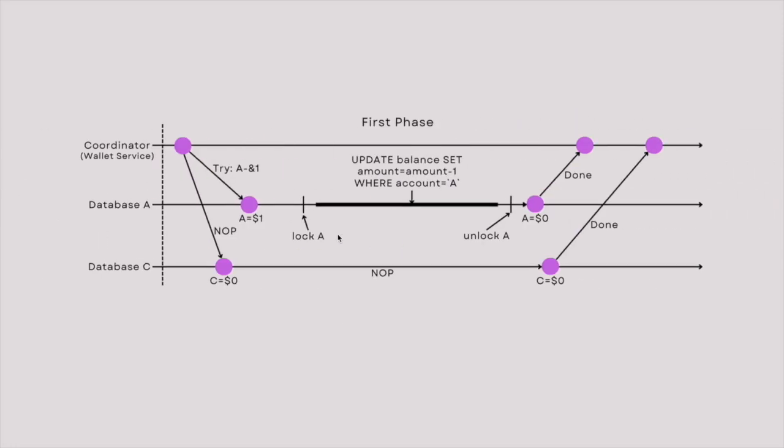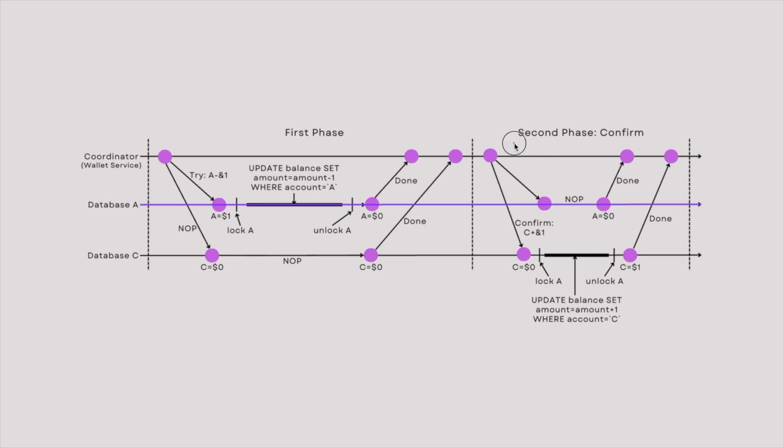As you can see here, on the first phase we only lock one database, A, to subtract the balance. Database C in this case does nothing, it just waits. Once the subtraction is done, we go to the second phase, which is the confirm stage. As you can see on this diagram, on the confirm stage we add balance to database C and only lock the row in database C while updating the balance. And if this transaction is successful, we confirm that the whole distributed transaction was successful.